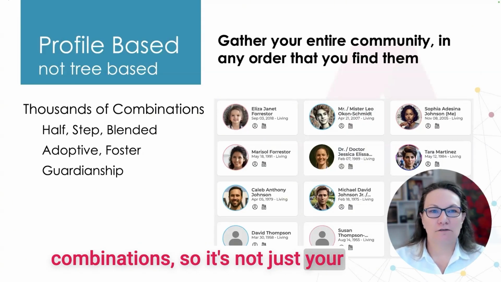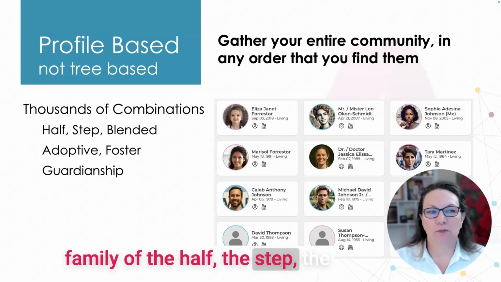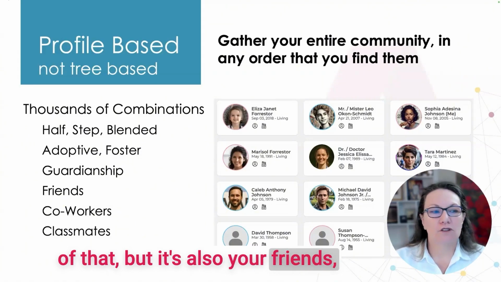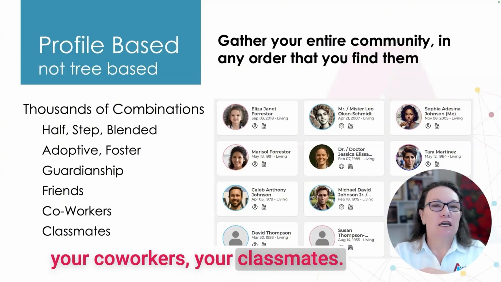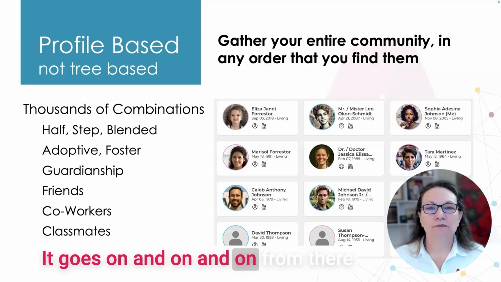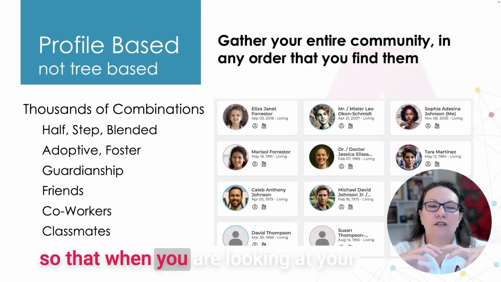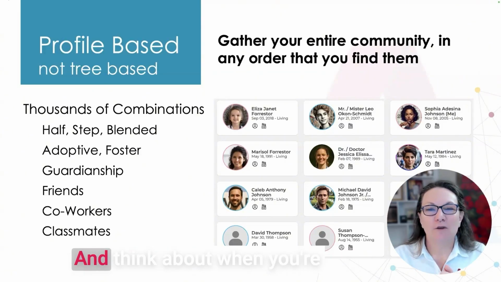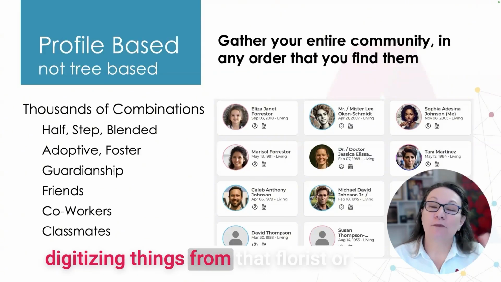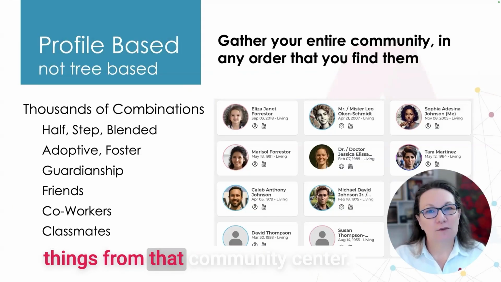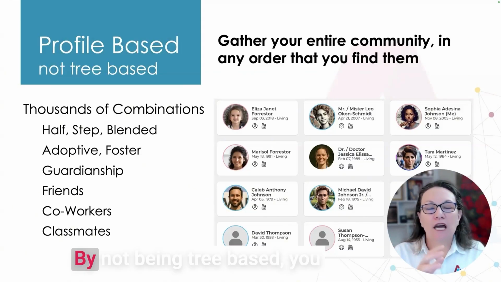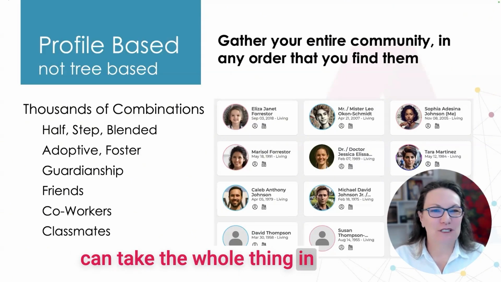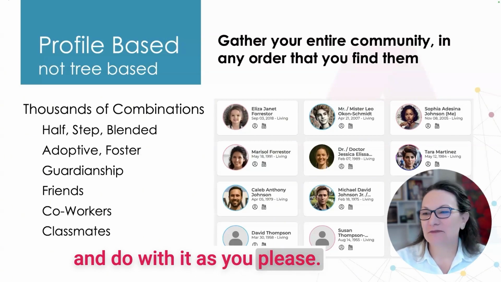So it's not just your family of the half, the step, the blended, the guardianships, all of that, but it's also your friends, your coworkers, your classmates. It goes on and on and on from there. So that when you're looking at your environment, it all starts to make sense. And think about when you're digitizing things from that florist or things from that community center. By not being tree-based, you can take the whole thing in and do with it as you please.